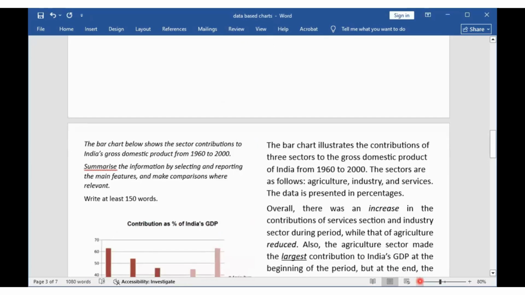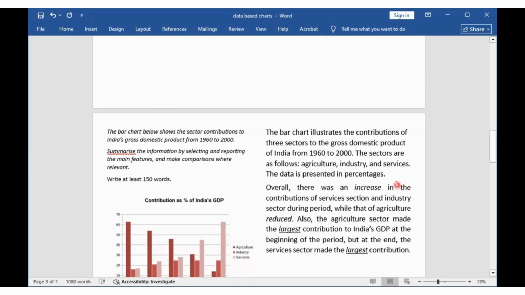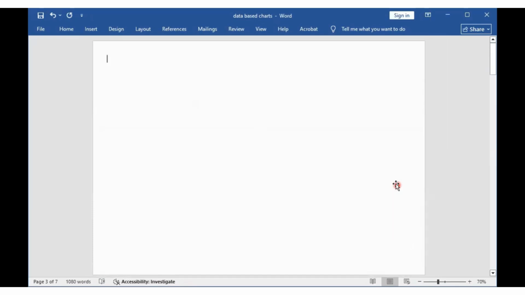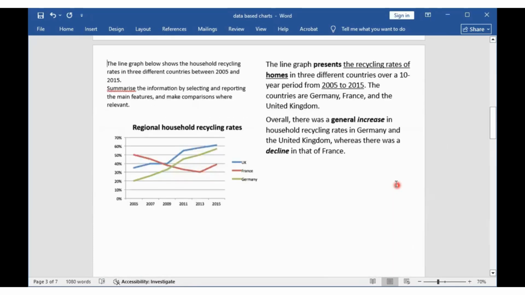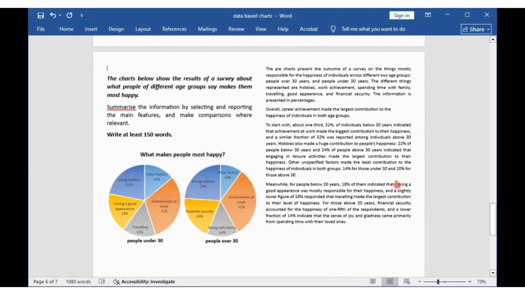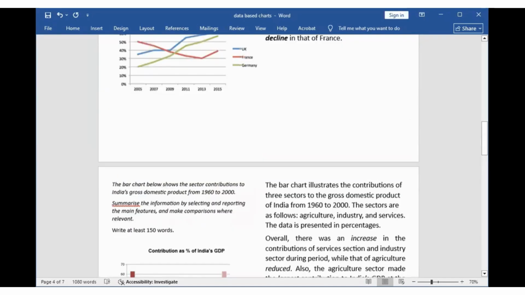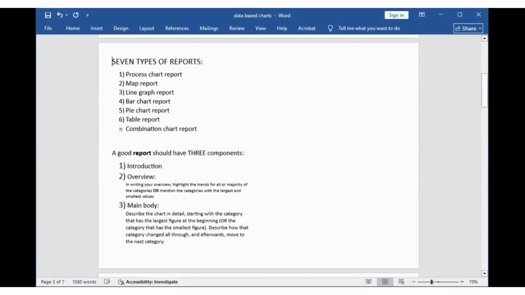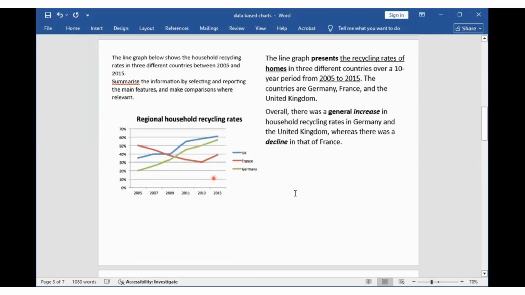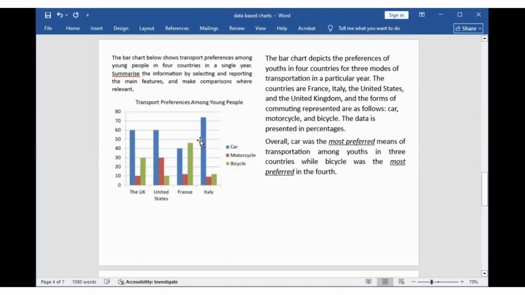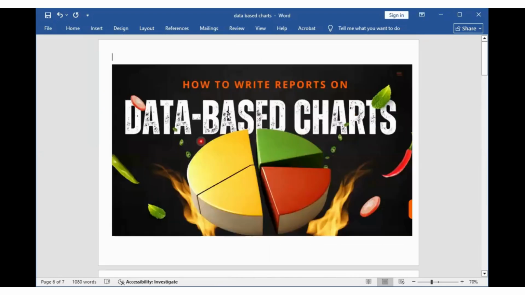So I want you to take time. I'll post this entire lesson, this PDF file, in the group for you to look at again. I will also share the link to this recording with you so that you can watch it. You are going to finish this line graph, and you're going to finish the bar charts, this bar chart and this second bar chart. That's going to be your assignment for today.